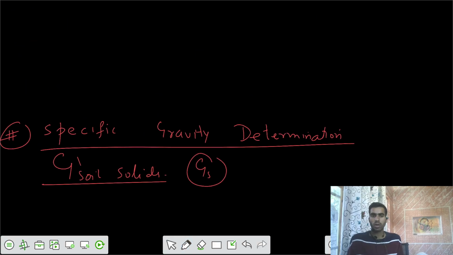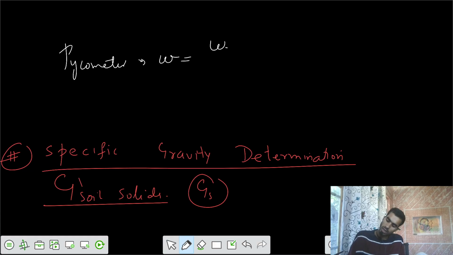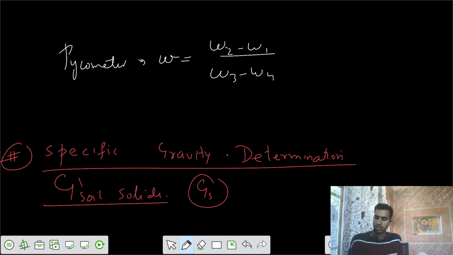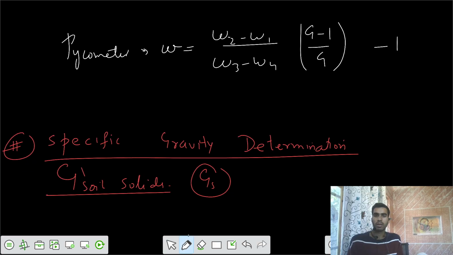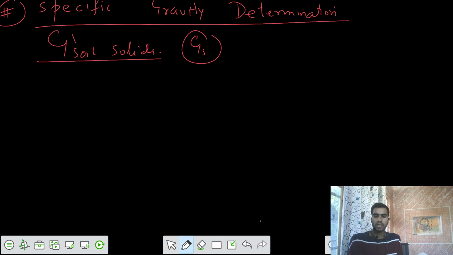One of the methods was the pycnometer. We studied the pycnometer method. From that we got some value of water content, W. What was the equation for that water content? There we have that equation: W2 minus W1 divided by W3 minus W4, times G minus 1 by G. So there was the role of that value of G. That value of G can be determined by this method of specific gravity determination. And in this case also we are going to use the pycnometer bottle.